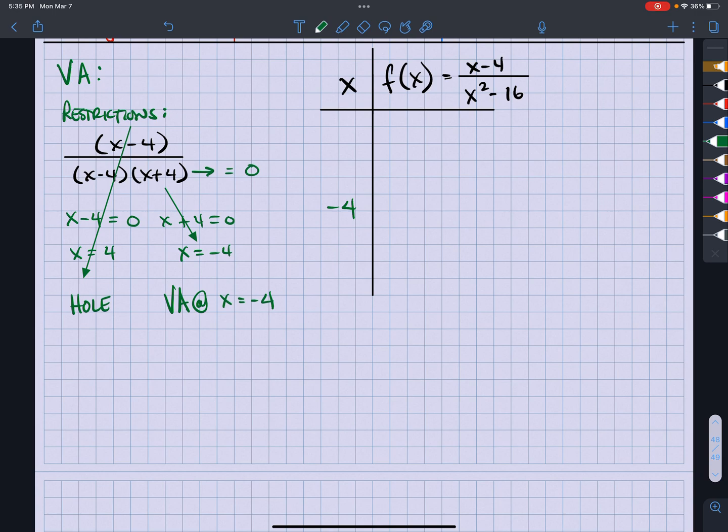To the left of it is going to be negative 5, negative 6. To the right is going to be negative 3 and negative 2. All right, so negative 6 will be negative 6 minus 4 over negative 6 squared minus 16. And that's going to be negative 10 over 20, so it'll be negative 1/2.